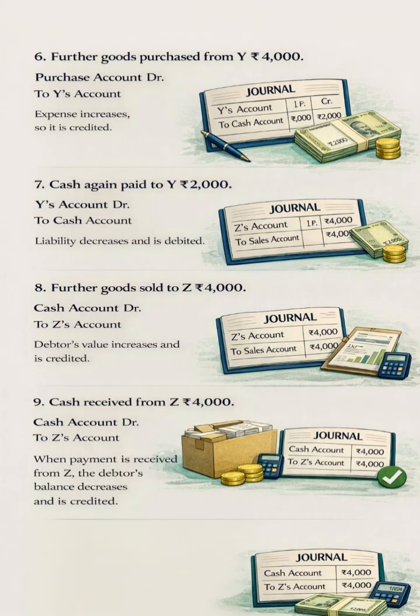Further goods sold to Z, 4,000 rupees. Z's account debit, to sales account. Debtor's value increases and is debited. Income increases and is credited.